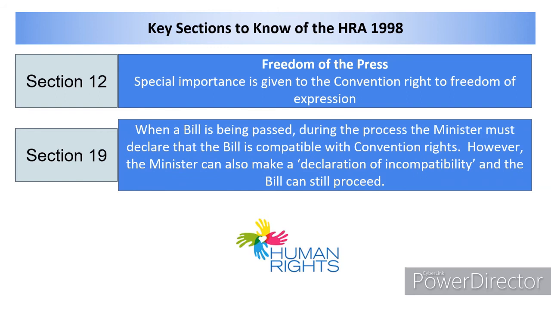And then Section 19 is really about when legislation is passed, and you'd really refer to this only in a human rights evaluation essay. So when a bill is being passed, a minister must declare that it is compatible with convention rights, but if it isn't, a minister can make a declaration of incompatibility. So you can see how that can be evaluated, can't you?